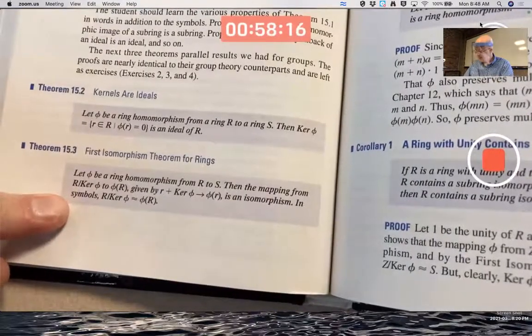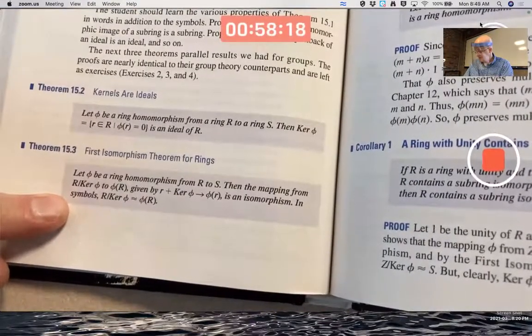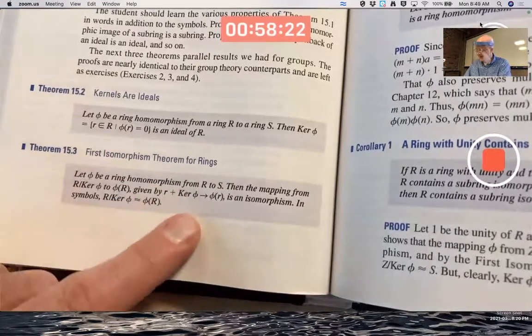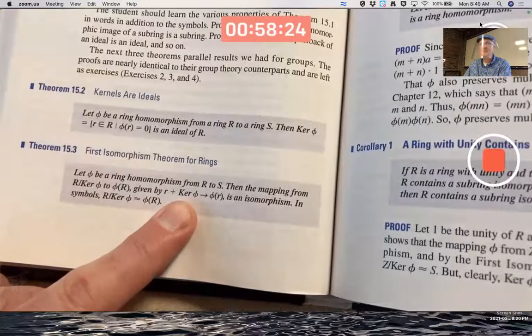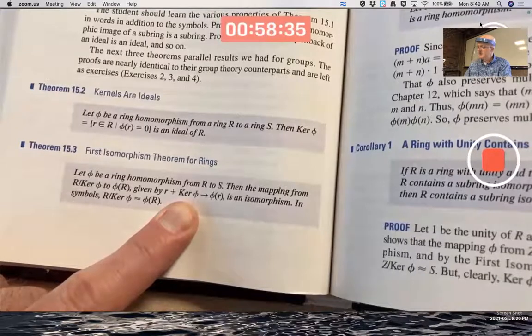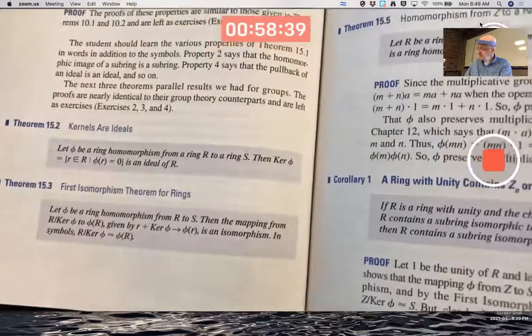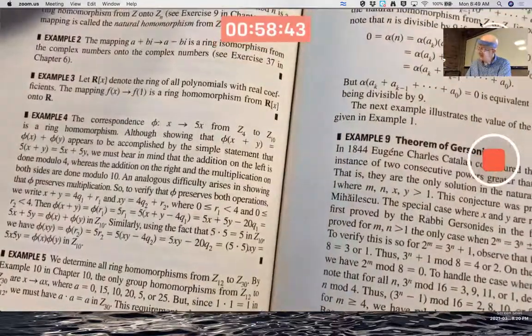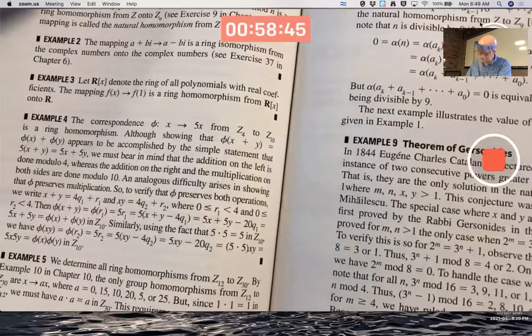And it's pretty much the same as the group version, except we say ring instead of group. And we use additive notations for cosets instead of multiplicative notation. But it really is the same mapping here as the first isomorphism theorem for groups. So a lot of the concepts for group homomorphisms carry over to ring homomorphisms. But there are some subtleties of places where things differ.